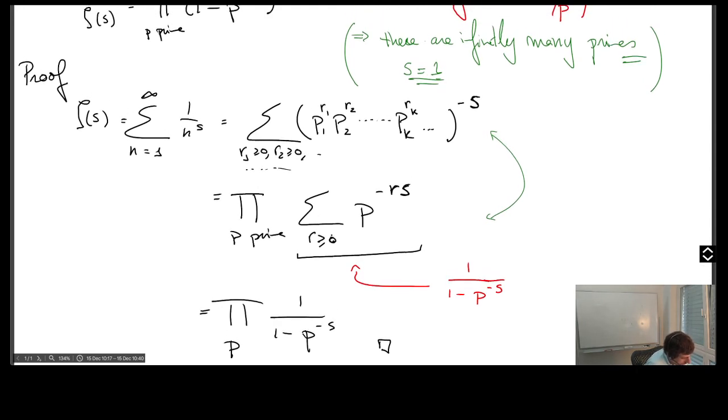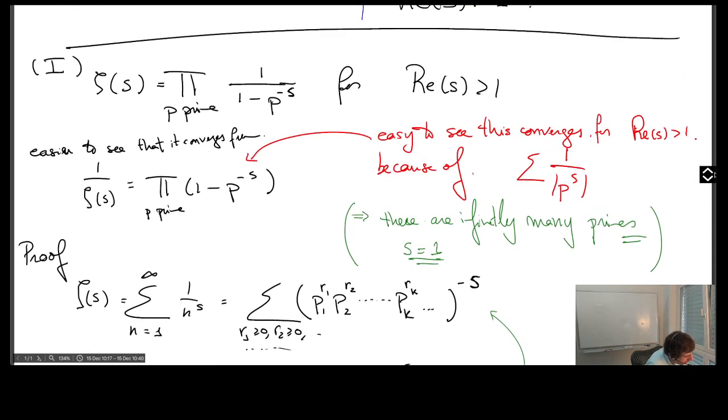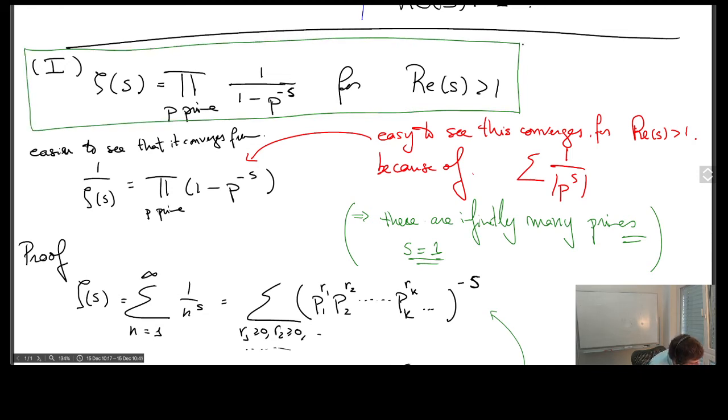You get a product, you get a sum over all possible choices of different r's for different p's, and it's exactly what you have here. Okay, so now we have this statement. This holds only for the real part of s being bigger than 1. For now, there's not really any complex analysis just yet.